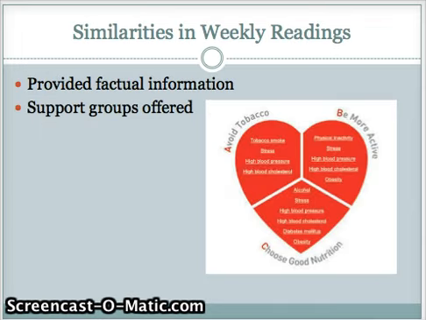Similarities in our weekly readings. I liked that all the websites gave very factual information. It was clear to understand, and the information that I was finding on the websites was matching up with the information that we were reading. I did like that when I searched for support groups, many were offered, and we've been learning that having support is really important in managing a disease and improving quality of life.